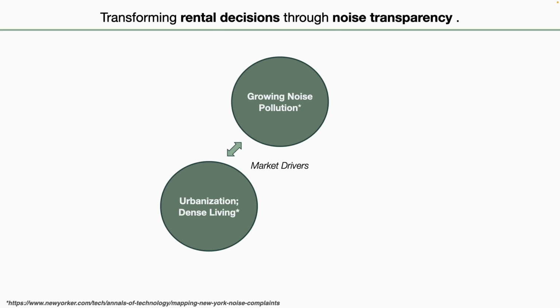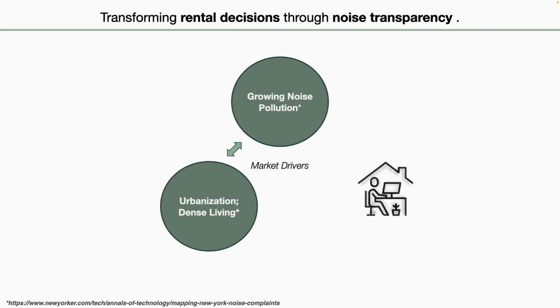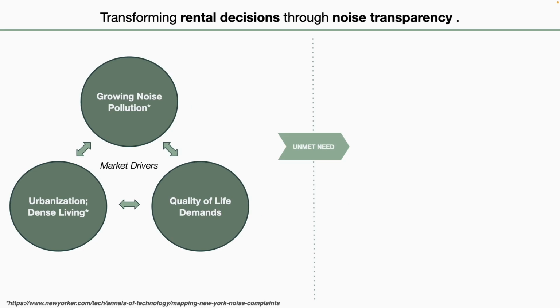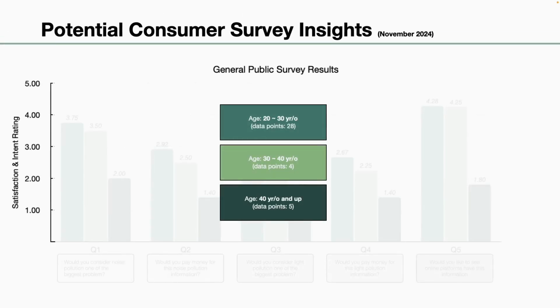It gets super annoying. And the third thing is the rise of working from home. People have been getting more and more demanding of the quality of life, and all of that combines into the unmet need of having more noise transparency when you get a rental space, and there's a lack of credible data with it. So this is our thesis.